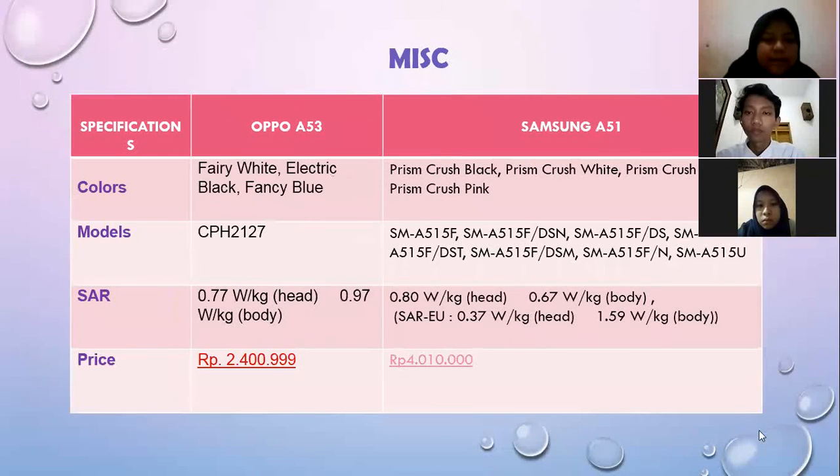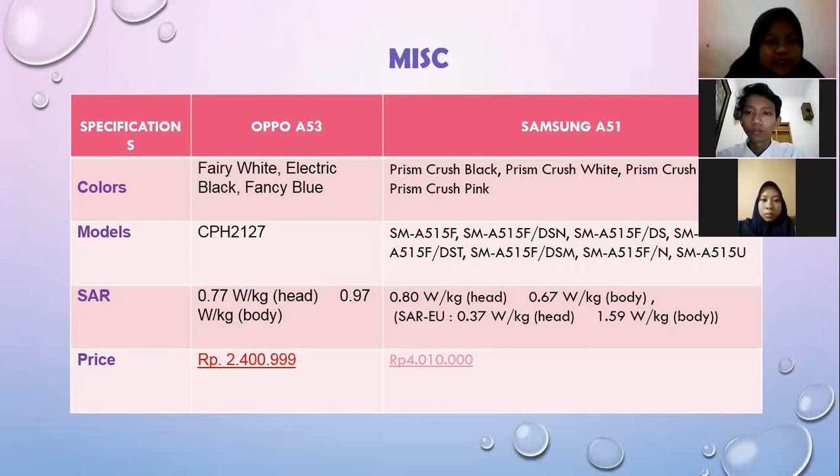Next, we have MISC. First is colors. Oppo has very white, electric black, fancy blue, and Samsung has prism cross black, prism cross white, prism cross blue, prism cross pink. So for colors, Samsung has more color choices than Oppo.